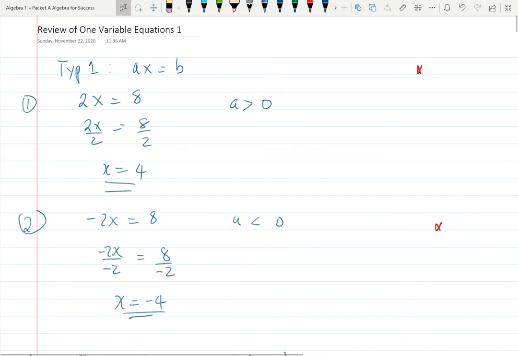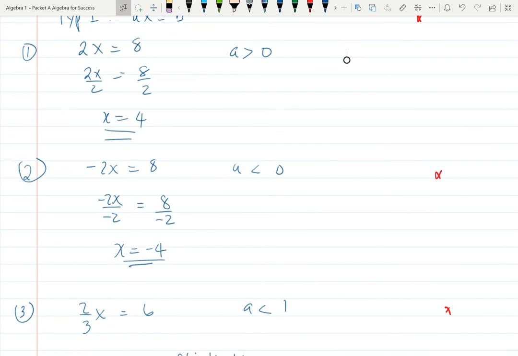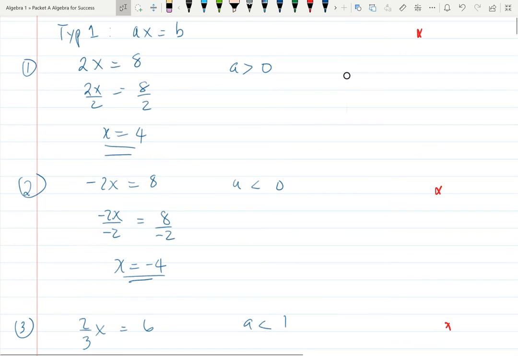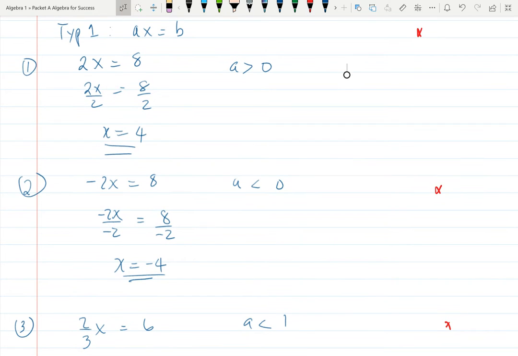This is going to be a quick review of one variable equations. It's going to be really fast because it's just a review for students who have done Algebra 1 already. Okay, so you have 2x equals 8, and what is that x?